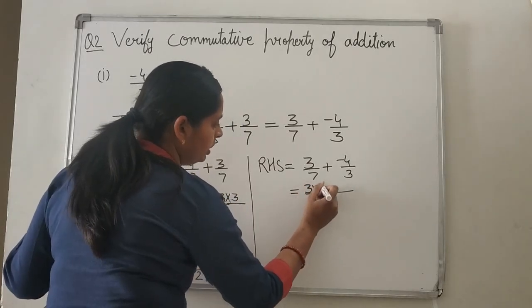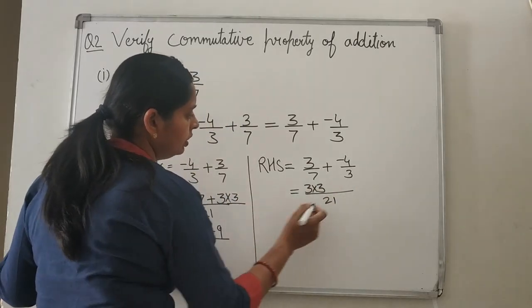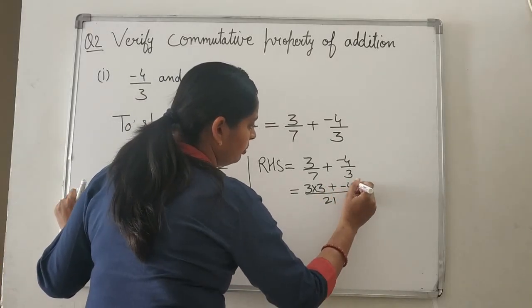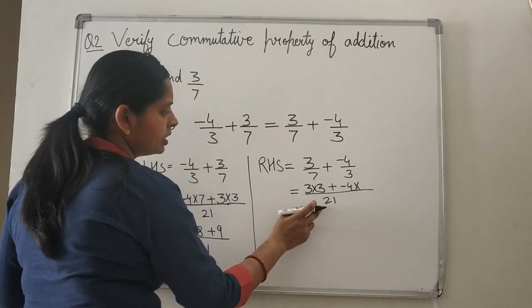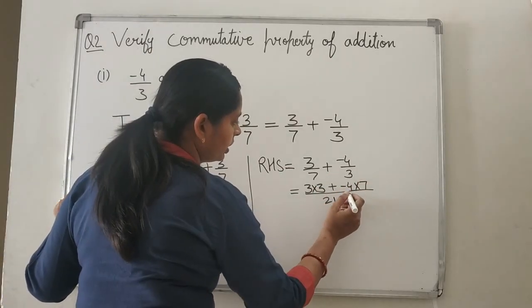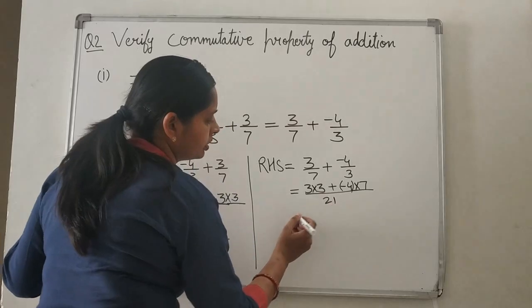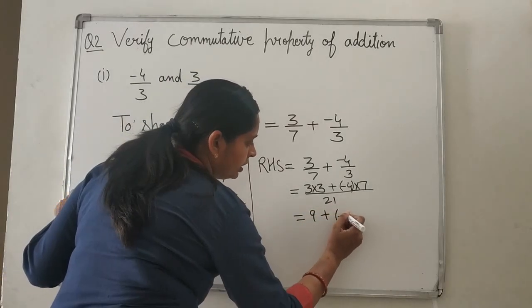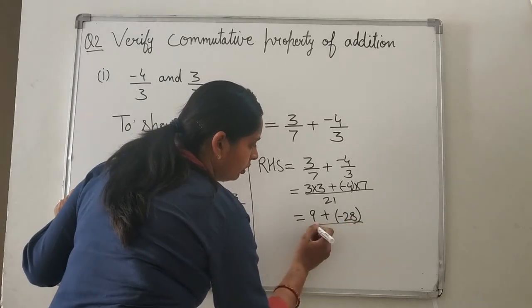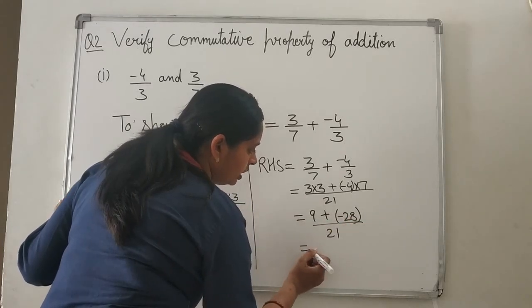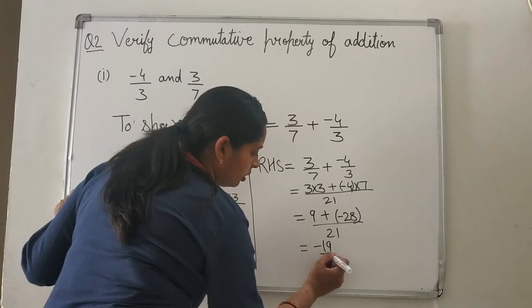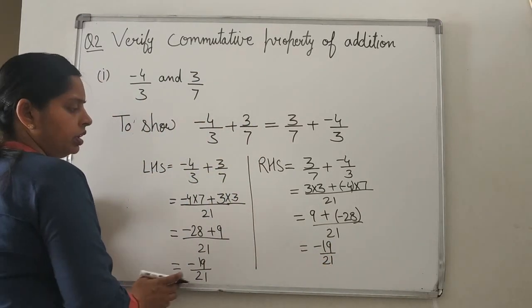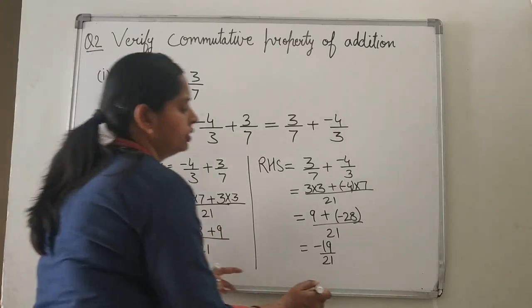3 multiplied by 3, because 7 times 3 is 21, plus minus 4 multiplied by 3, 7 is 21. So we have to multiply here by 7. So we got 9 plus minus 28 upon 21, which is again equal to how much? Minus 19 upon 21. You can see here also we are getting minus 19 upon 21. Here also minus 19 upon 21.